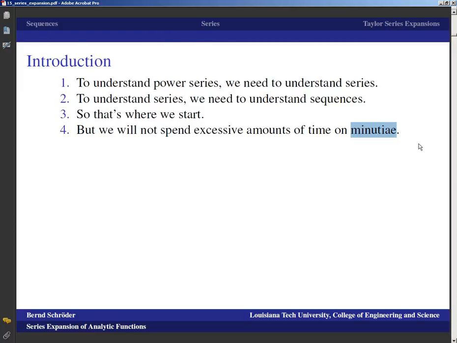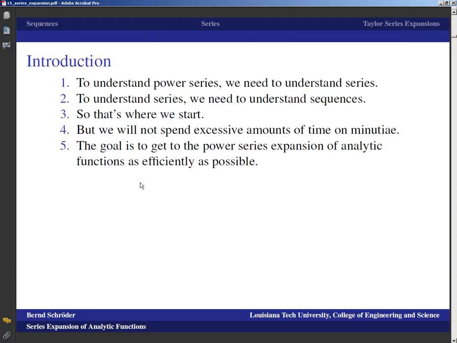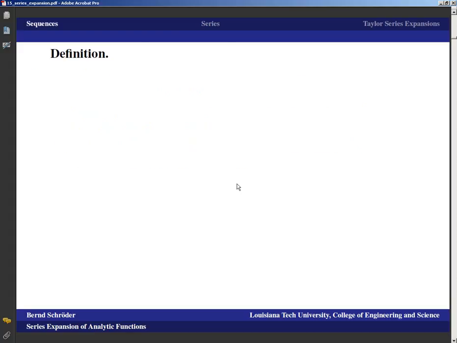Some of it will just refer to your calculus class, and the main thing that we want to do here is get the basics down so that we can get to power series, which is an approach that a lot of applied people take, because even though there is an awful lot of neat abstract and theoretical mathematics that you can do with sequences and series, the applications typically sit with the power series expansions. So the goal is to get the power series expansion of analytic functions as efficiently as possible. And we start with sequences.